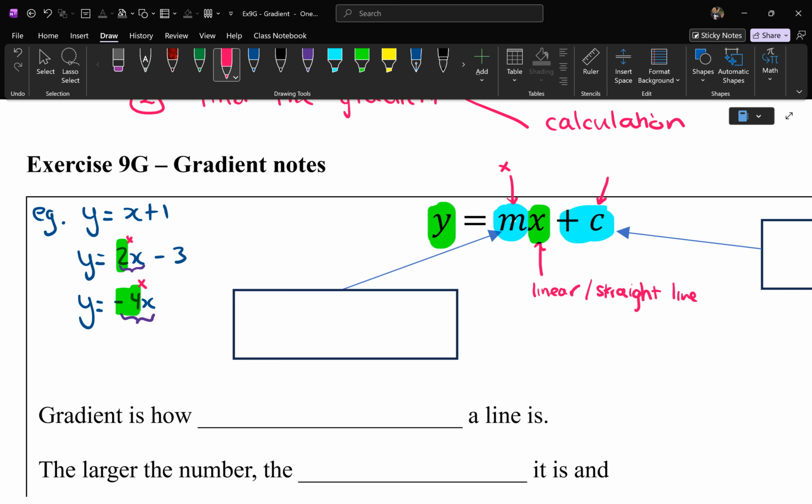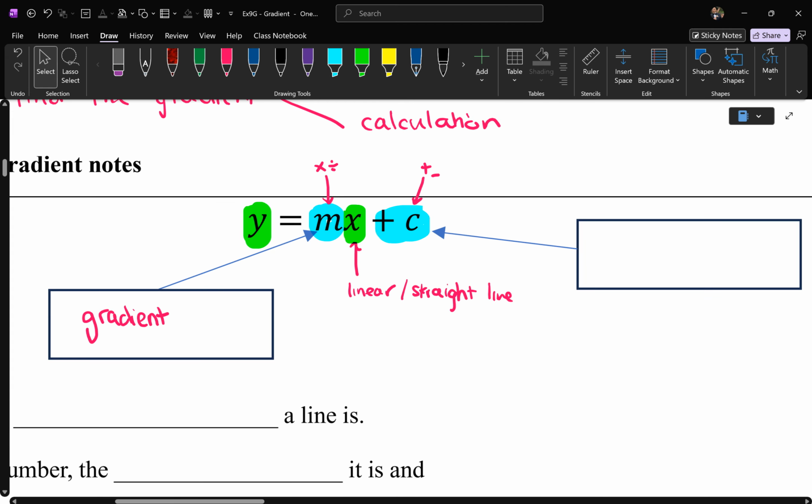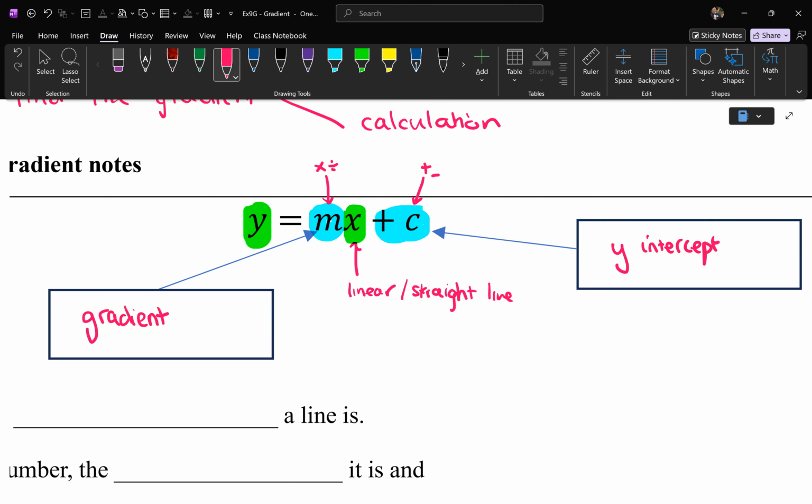So multiplying or dividing, and this is adding or subtracting. Okay, now there's a special name for each one, so I want you to fill in the box here. M actually will tell you, so the number that you multiply to x will actually tell you the gradient. C tells you the y-intercept. Do you remember what I talked about in exercise 9F to find the y-intercept?